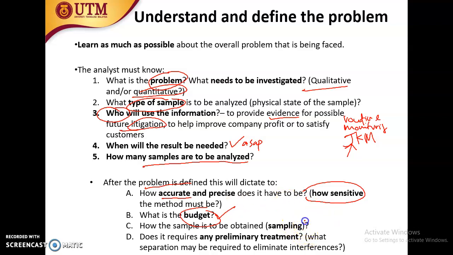Okay, how will the sample be obtained? How many preliminary treatment steps do you want to do, and what kind? As I said just now, this part, sample pre-treatment or sample preparation, is the longest part in a chemical analysis. From my experience doing hands-on work, this is the longest part of them all.